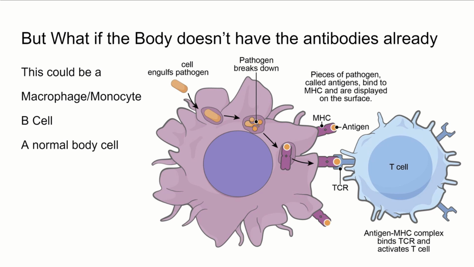So I want to talk a little bit about a B cell. A B cell is a type of white blood cell that is going to go through phagocytosis. It can also phagocytize. And we can also see this with a normal body cell. A normal body cell can also phagocytize and display pathogen pieces on its surface.